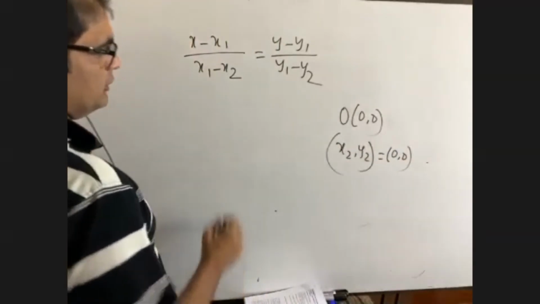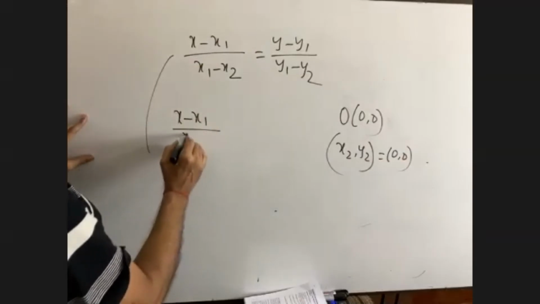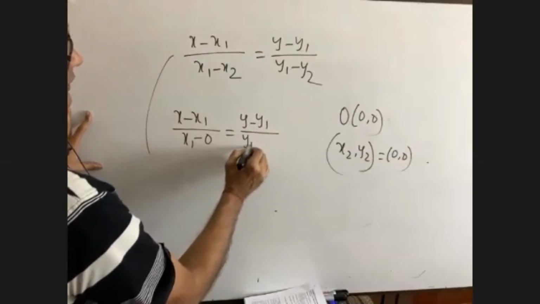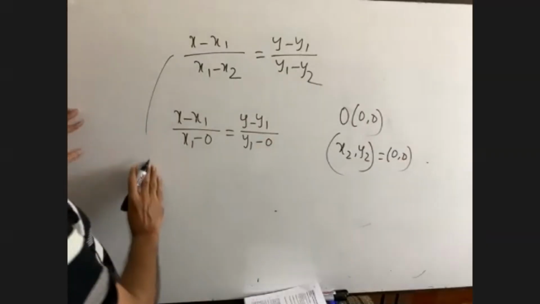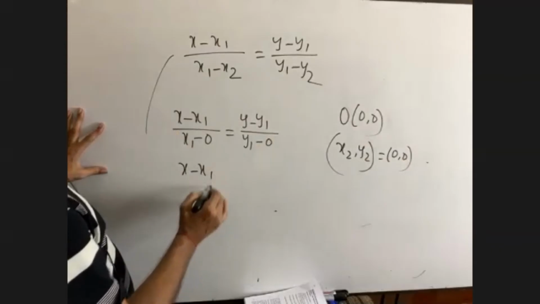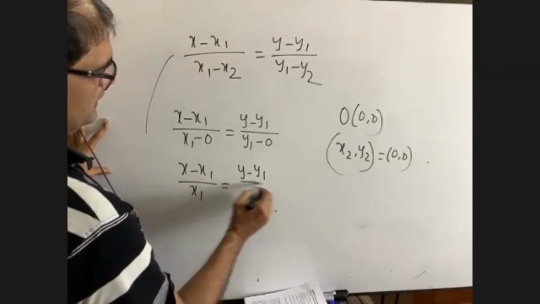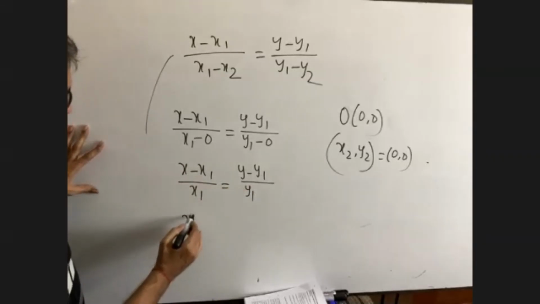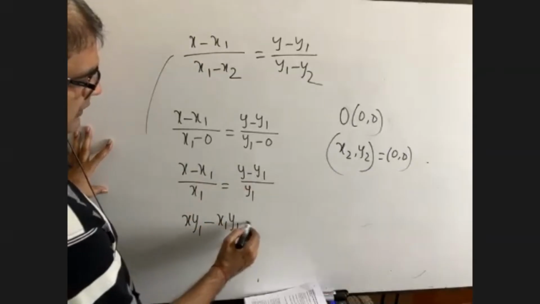Okay. So we are getting here x plus 1 by minus 5 equals y minus 3 by 5. That is x plus 1 by minus 1 equals y minus 3 by 1. So x plus 1 is equal to minus y plus 3. That means x plus y equals 2. So this is the equation. I think you have got it.